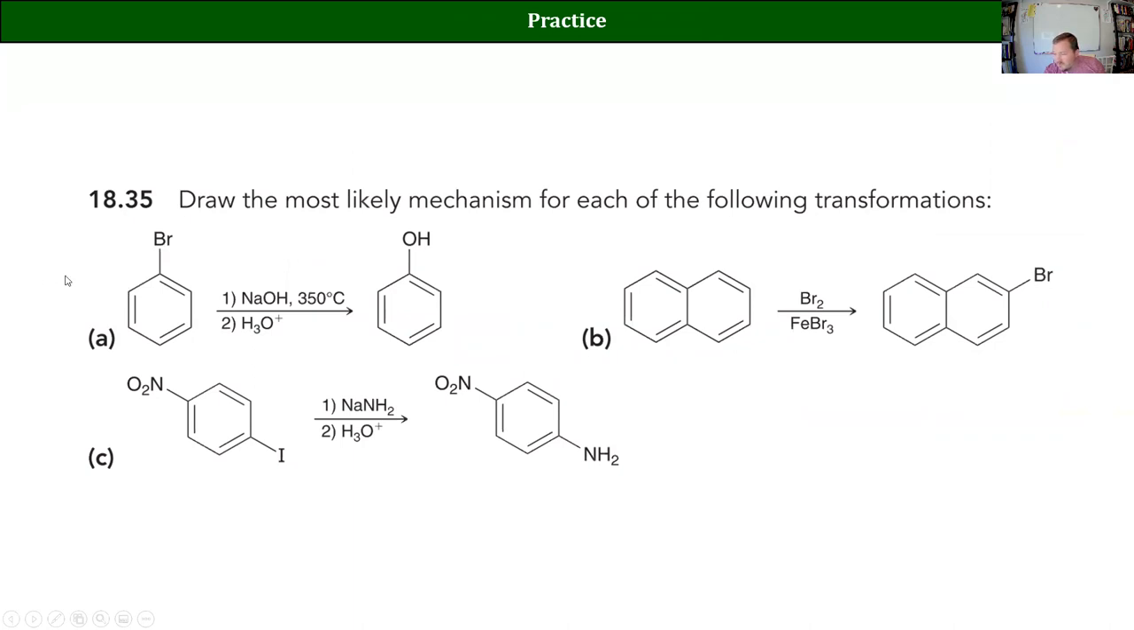So we're not going to have time to draw all three of these mechanisms, but we can decide which mechanism they will go through, and you can draw the mechanism yourself for practice. But let's try to use some of that logic to decide which mechanism we're going to go through for each of these reactions.